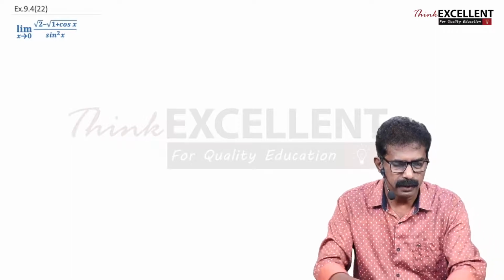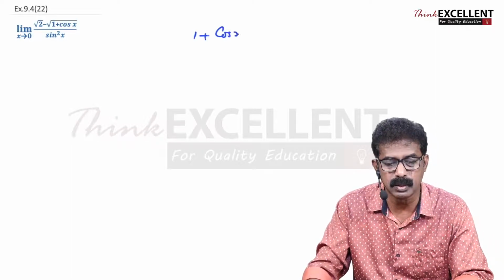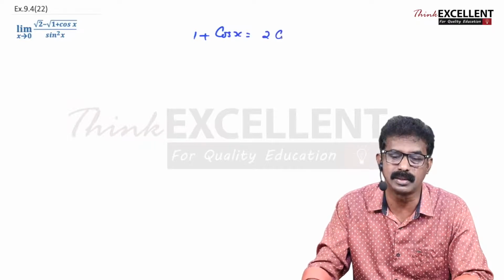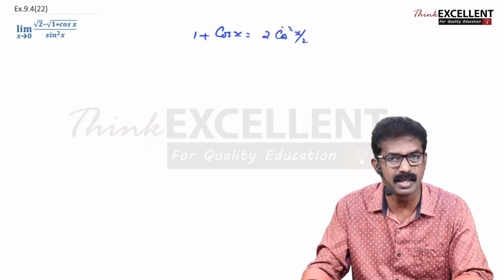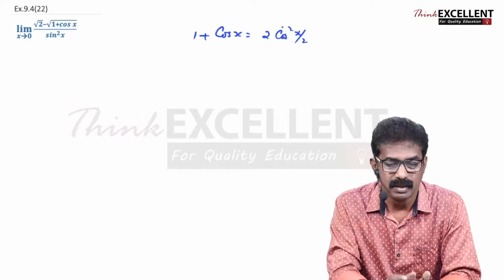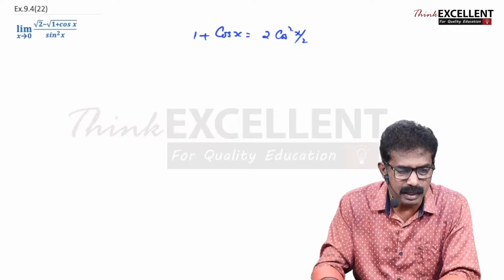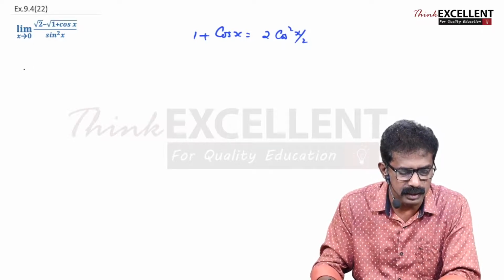Listen to this question. So here the only thing you need is this formula: 1 plus cos x. What is 1 plus cos x? 2 cos square x by 2. Trigonometry plays an important role, right? In every chapter it comes. If it is 1 minus cos x, it is 2 sin square x by 2. Many times I have revised, so please go through these things.